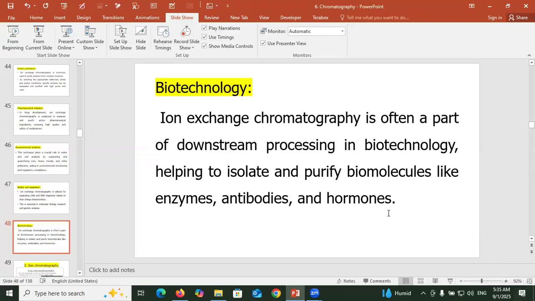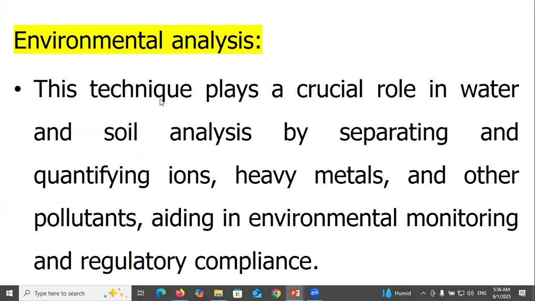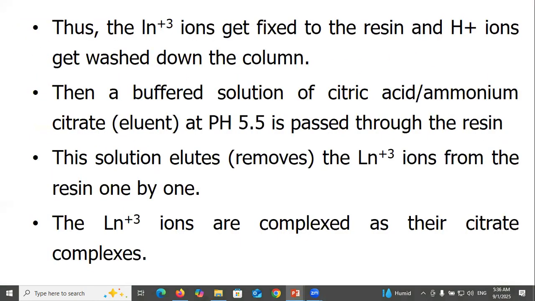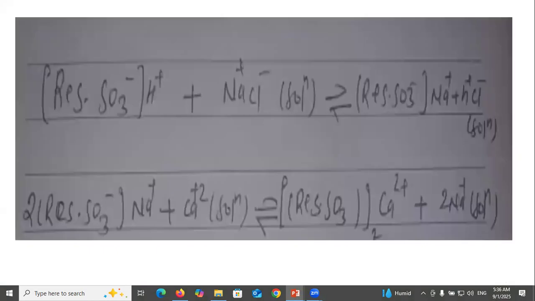Biotechnology: ion exchange chromatography is often a part of downstream processing in biotechnology, helping to isolate and purify biomolecules like enzymes, antibodies, and hormones. Okay, that's all about ion exchange chromatography.